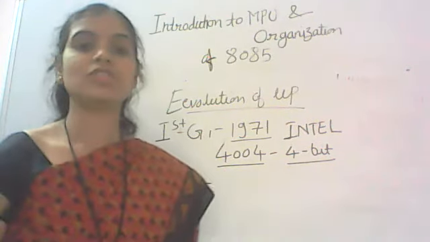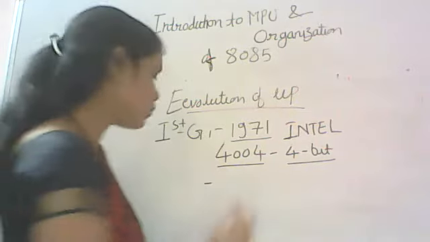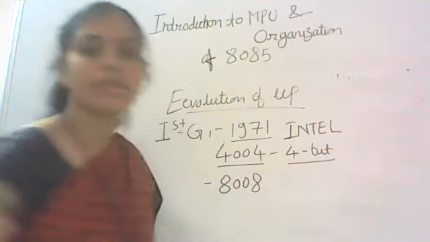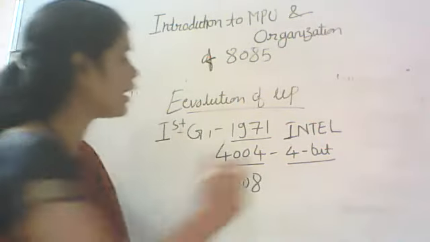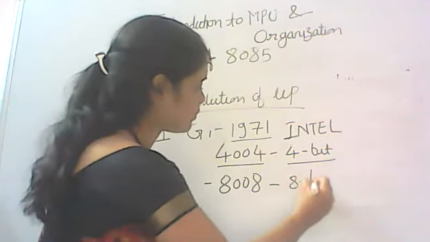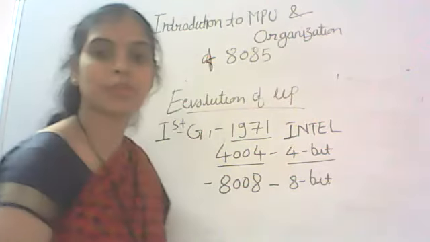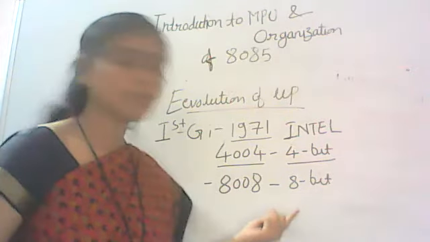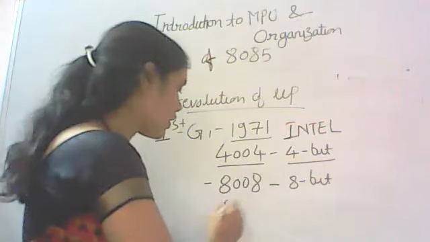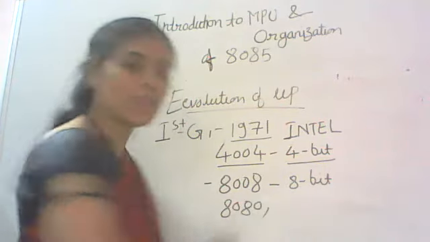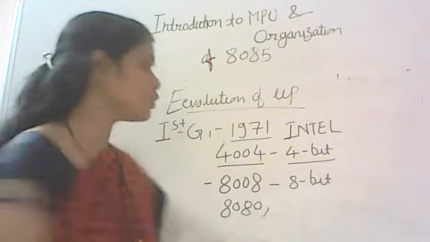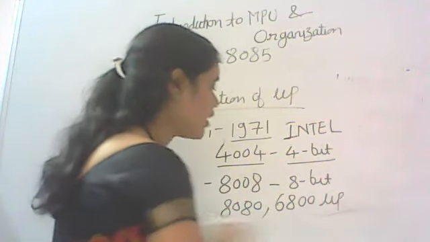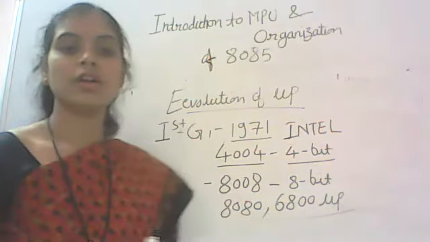In the same generation, Intel introduced another microprocessor, the 8008. It is an 8-bit microprocessor. Intel also introduced the 8080, and Motorola introduced the 6800 microprocessor in the first generation.